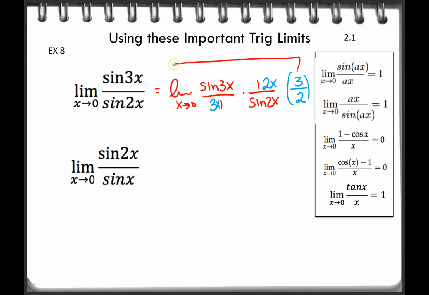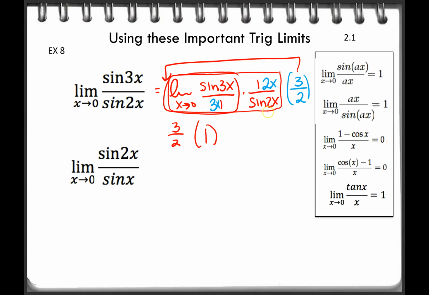All right, let's go ahead and get this answer. This 3/2 comes right out in front, so you're left with 3/2. The answer to this limit is 1, and the answer to this limit right here, the limit as x approaches 0 of 2x over sine x, that's also 1. So our answer is 3/2. There we go.